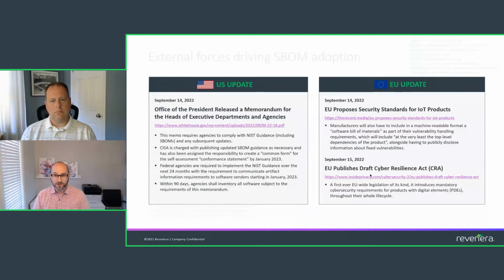and they can manage the various parts that are there. Also, there's been lots of activity in the EU and Europe. There have been new proposed security standards around IoT products, where software bill of material is mentioned as part of the overall process and vulnerability handling requirements. And there's been a draft of a Cyber Resilience Act in the EU, which is kind of an equivalent to the executive order that we had in the US, which is the first ever EU-wide legislation of its kind that really talks about mandatory cybersecurity requirements within any sort of digital elements and within any sort of technical applications.